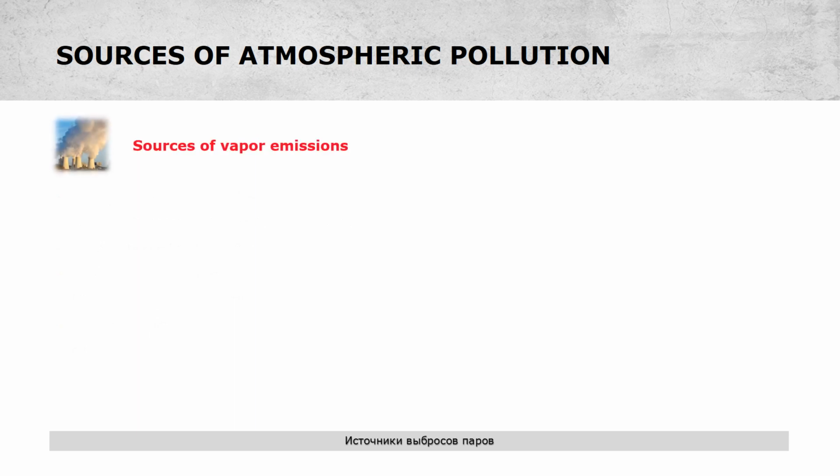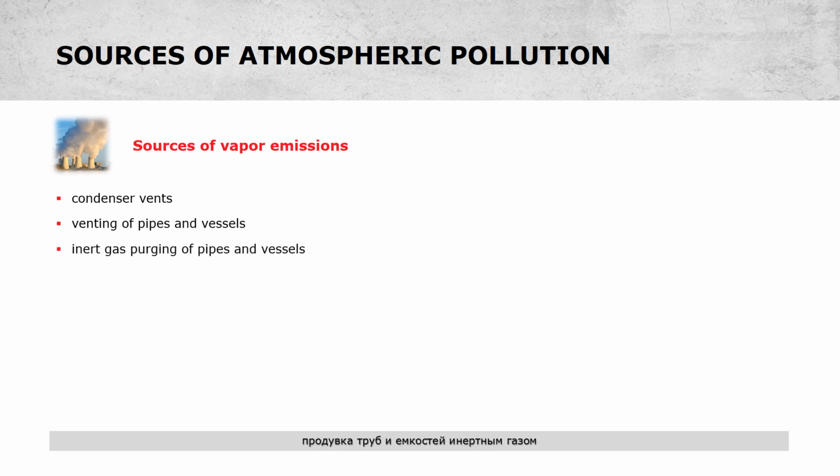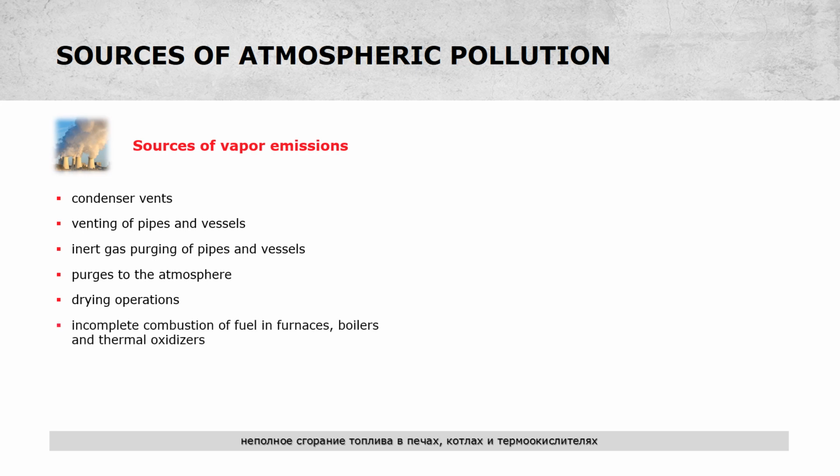Sources of vapor emissions. Condenser vents. Venting of pipes and vessels. Inert gas purging of pipes and vessels. Purges to the atmosphere. Drying operations. Incomplete combustion of fuel in furnaces, boilers and thermal oxidizers. Incomplete combustion in flares.